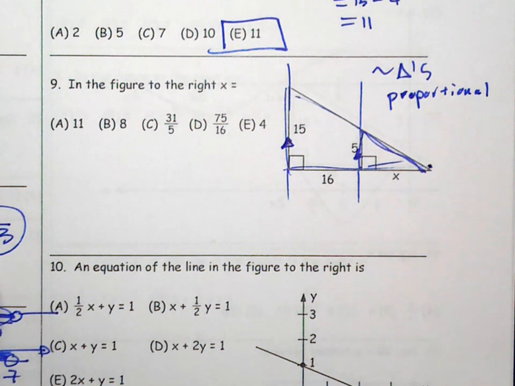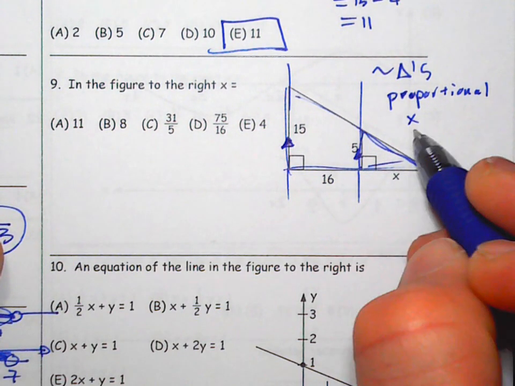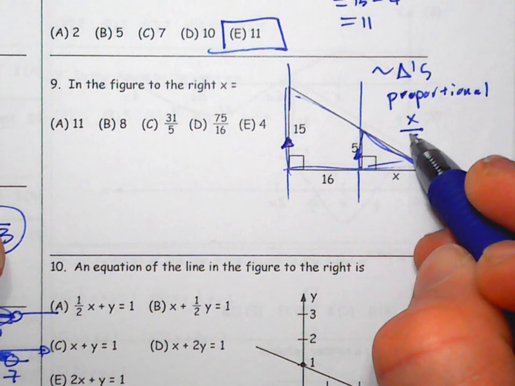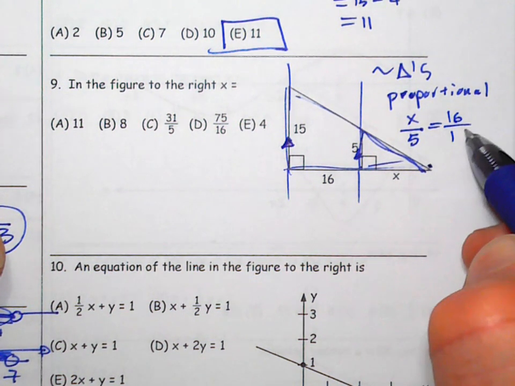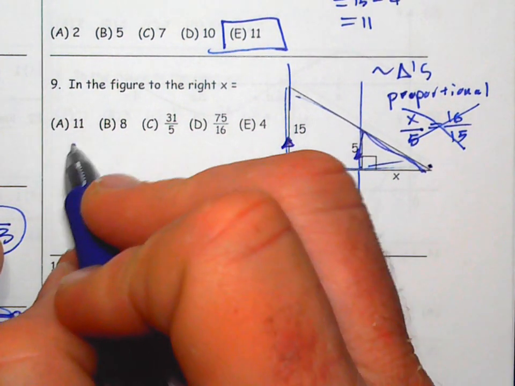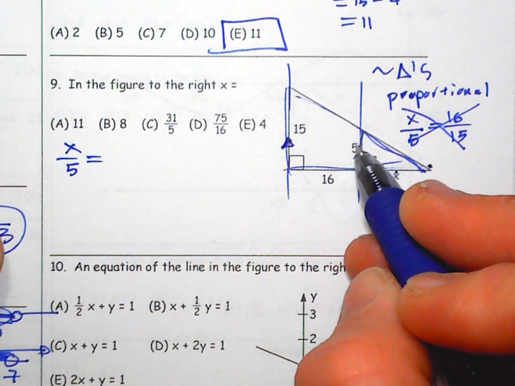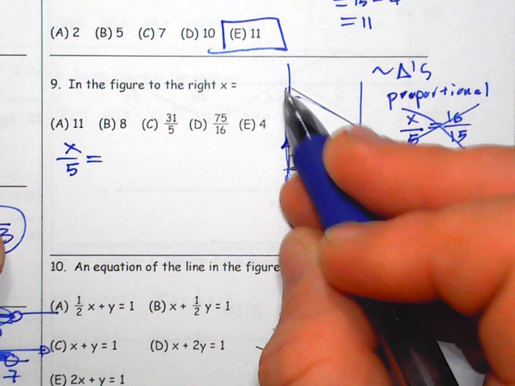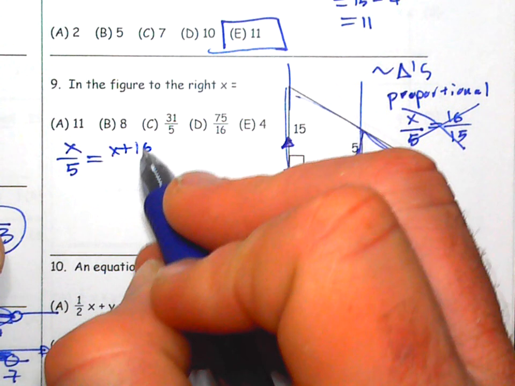which means a proportion is an equal fraction, like things that have the same fraction. So we can set this up a lot of different ways. Now, the one thing you can't do is say x over 5 equals 16 over 15. It's got to be x over 5 if you're going to go that way: this side of the little triangle over this side of the big triangle. So that would be x plus 16 over 15.